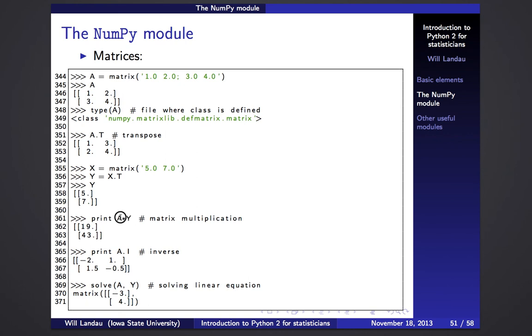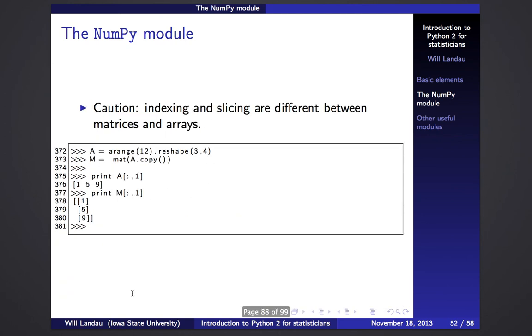The asterisk denotes matrix multiplication, not element-wise multiplication. If A and Y were arrays, this would give you the element-wise product. But since we're working with matrices, it gives you the matrix product. You can take inverses really easily, again, solving systems of linear equations. Indexing and slicing are different. So if A is an array and M is a matrix, this slicing gives you the transpose of column 1 of A, since A is an array. But if you slice the matrix M the same way, it gives you the same column, only not transposed.